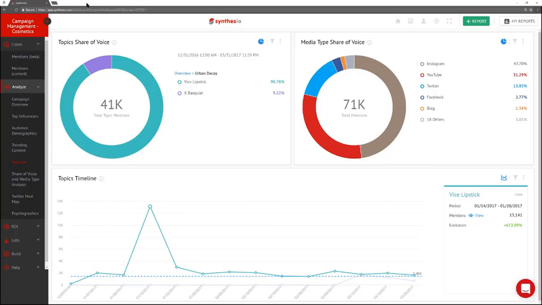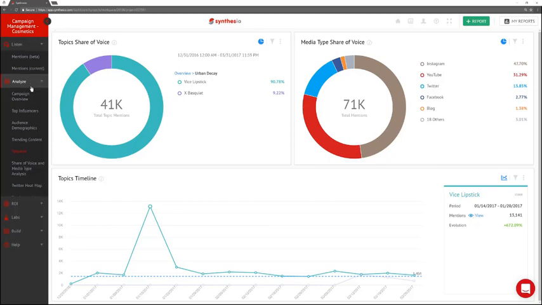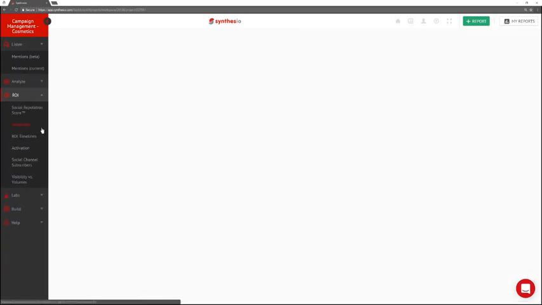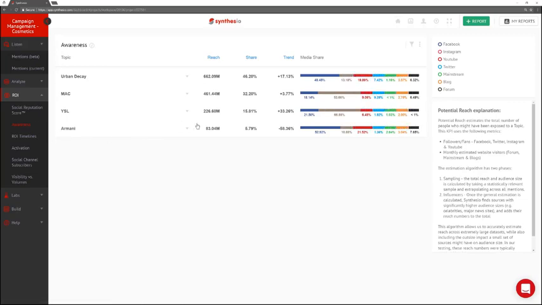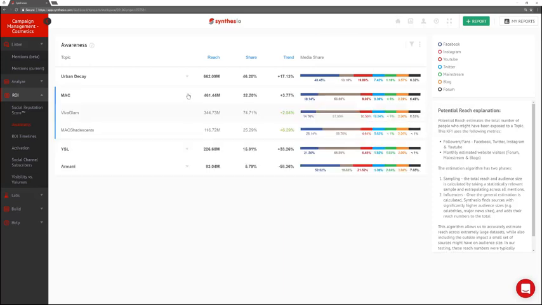The second tactic is to use potential reach or awareness metrics. In Synthesio, you can measure the potential reach of any message. Now, potential reach is based on the audience of the people speaking, so you can get an understanding of how many people could have seen a message.